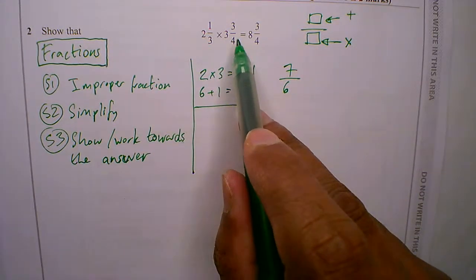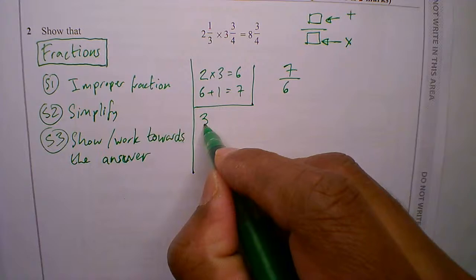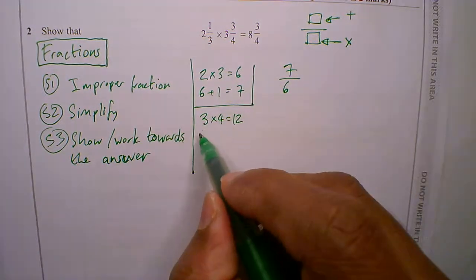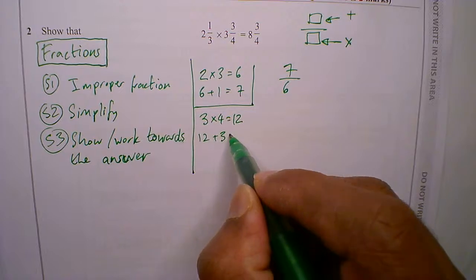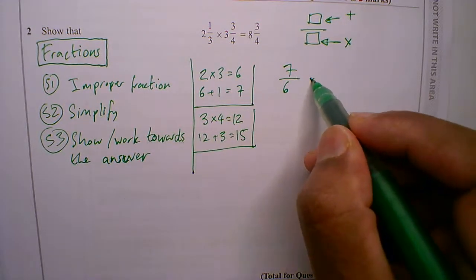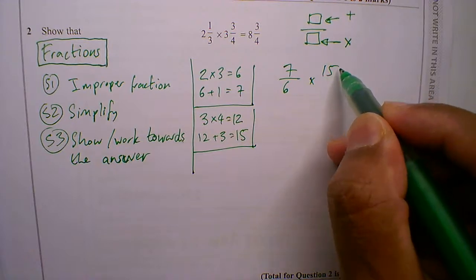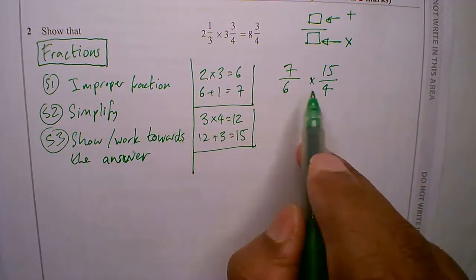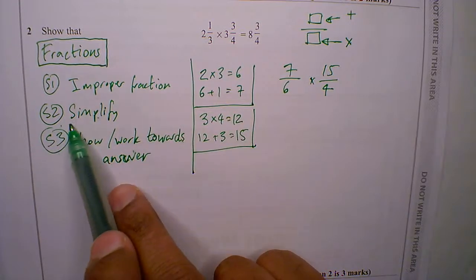Now the next term, 3 times 4 plus 3. 3 times 4 equals 12. 12 plus 3 equals 15. So that's my other term, multiplied by 15 over 4. So that's my step 1. These are improper fractions. Step 2, I want to simplify.